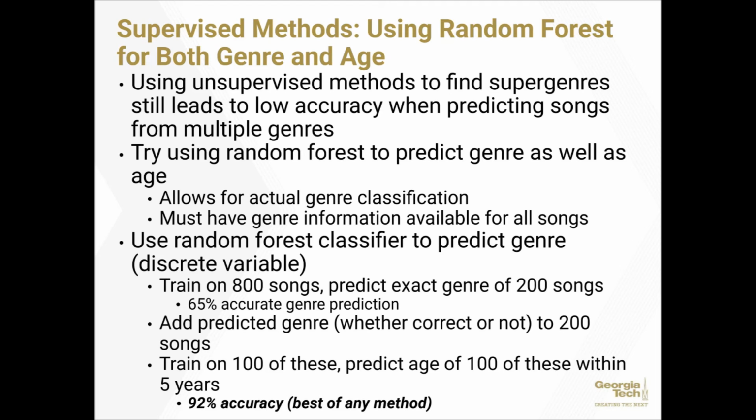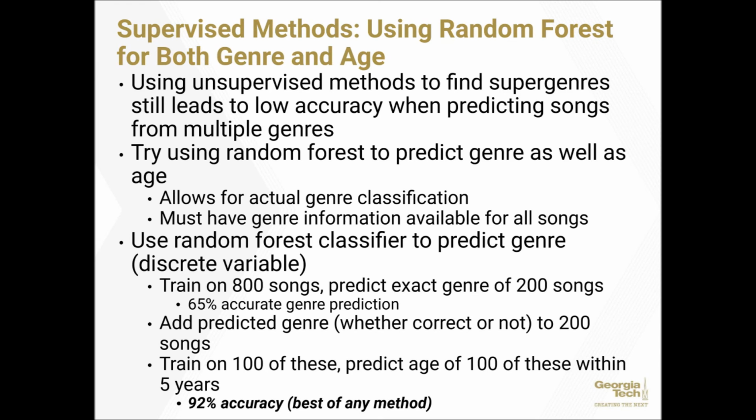Up until this point, using unsupervised methods to find supergenres still led to low accuracy when predicting song ages for multiple genres at once. Therefore, we used a random forest to predict the genre as well as the age. This also allowed for actual genre classification rather than simply clustering songs. In order to do this, however, you would have to have genre information available for each song in the training data, which is not always practical for every application.